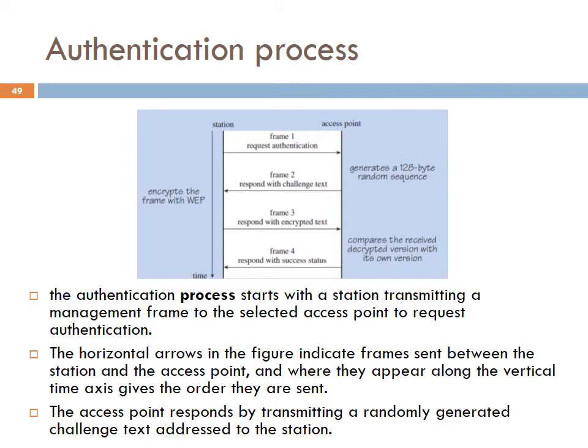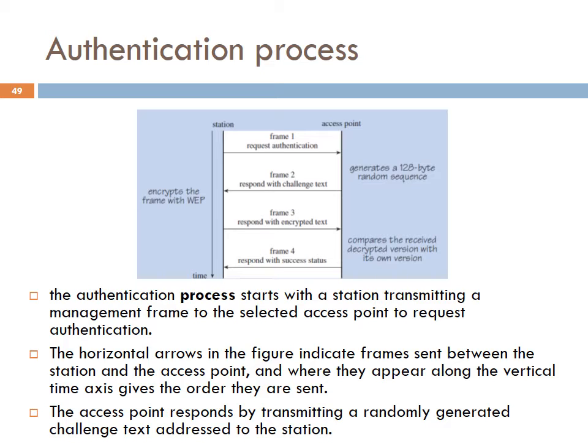Let's start with the authentication process of WEP. The authentication process starts with the station transmitting a management frame to the selected access point to request authentication. The horizontal arrows in the figure indicate frames sent between the station and the access point, and where they appear along the vertical time axis gives the order they are sent.